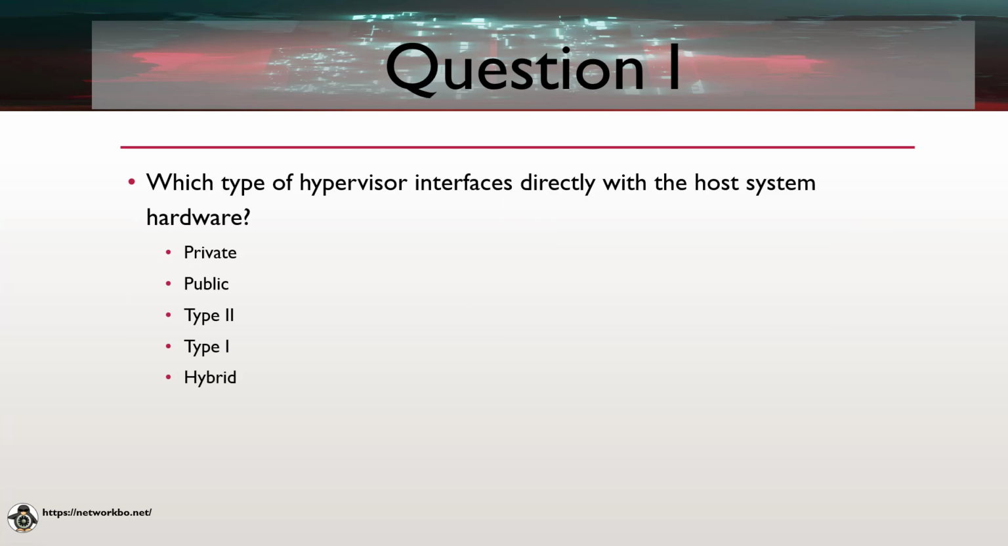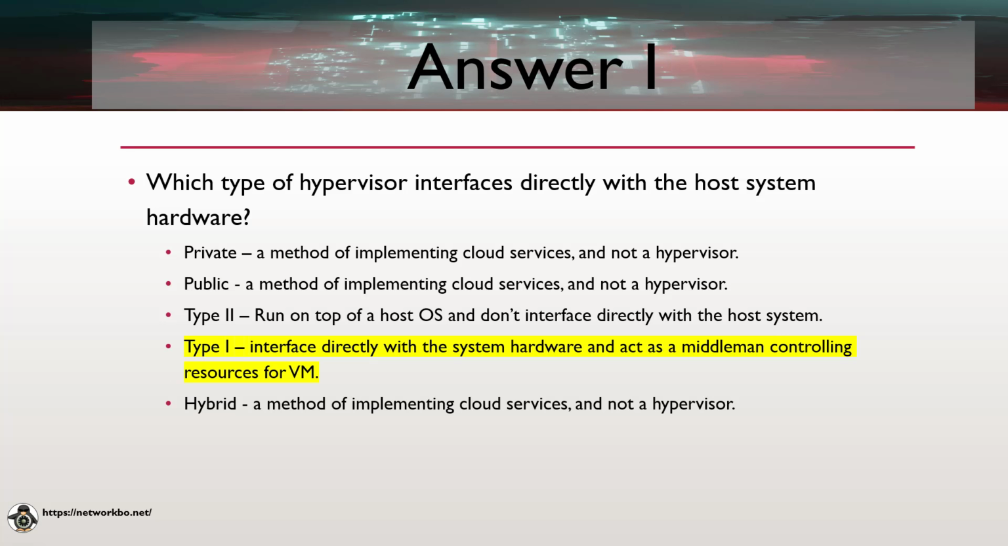Review question 1. Which type of hypervisor interfaces directly with the host system hardware? The answer is Type 1. It interfaces directly with the system hardware and acts as a middleman controlling resources for the virtual machines. Public and private are methods of implementing cloud services and not hypervisors. Type 2 hypervisor runs on top of a host operating system and does not interface directly with the host system. And hybrid is another method of implementing a cloud service and not a hypervisor.